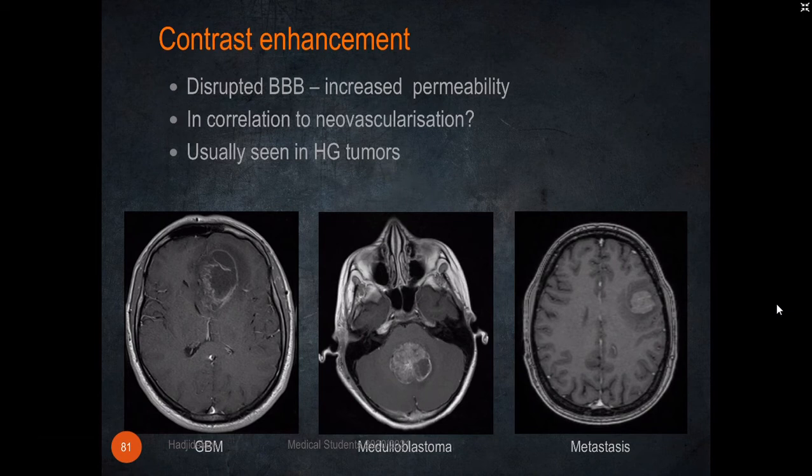So in some malignant tumors, we can have more important contrast enhancement, and usually we observe this contrast enhancement in high-grade tumors. So those are three examples of high-grade tumors. The first one is, again, glioblastoma multiforme, then medulloblastoma, and some metastases. You can see the important mass effect surrounding the metastases in the third image here.